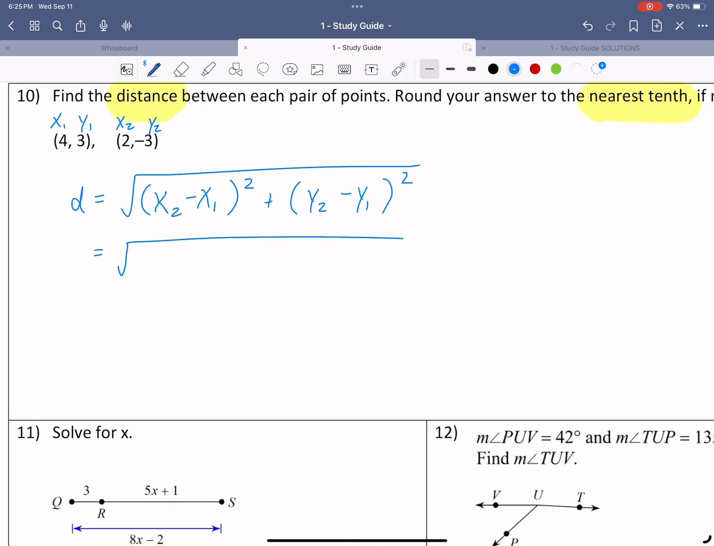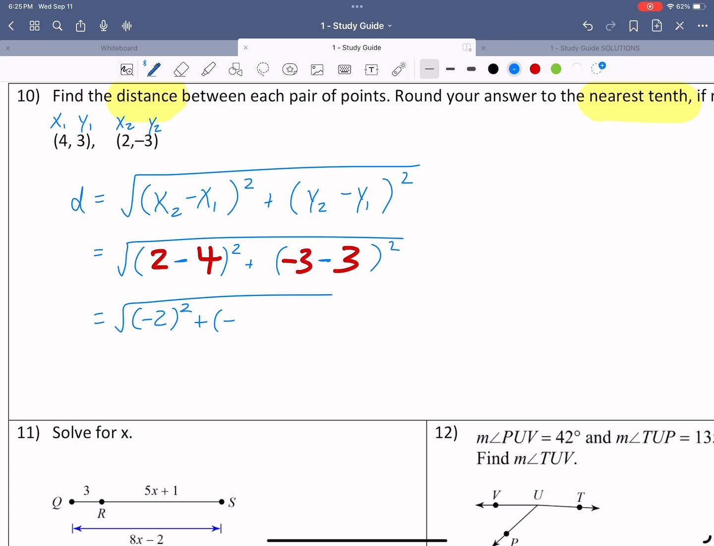Again, the easiest way I like to do it is I write the skeleton of the formula, like I like to call it. Okay, I know the skeleton of the formula is just what I need to plug in. So let's quickly look at the numbers I need to plug in. x2 and x1 should go in here. So let's do 2 minus 4, no double negative there. And then y2 minus y1, that's going to give you negative 3 minus 3. That's going to give us negative 2 squared plus negative 6 squared.